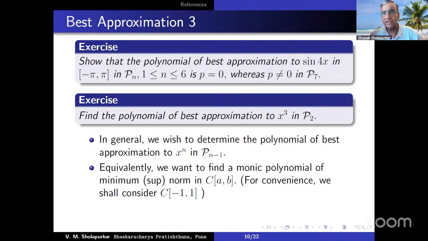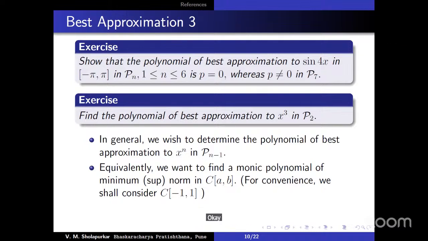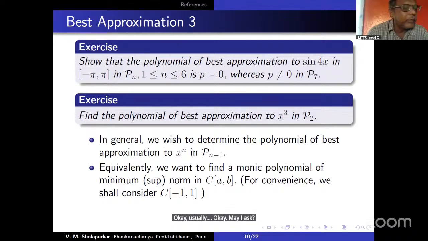Yeah, Rohit, go ahead. Rohit, you can ask your question. Okay. Unmute. Okay, may I ask? Yeah, please go ahead.